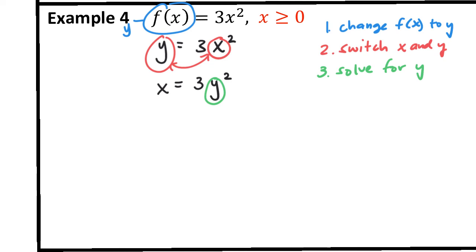So before we get rid of the square, we want to get rid of the 3. So the opposite of multiplying by 3 is dividing. And so the 3 will cancel over here. And on the left we have x divided by 3 equals y squared.